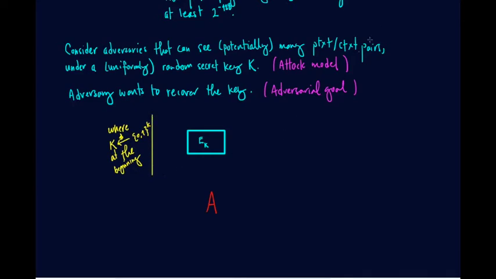All right, so the adversary now, what's it going to do? Well, we said the adversary is allowed to see plaintext-ciphertext pairs under the block cipher with this secret key K that's been uniformly sampled. And so we draw the picture like this. The adversary asks what we call queries. So it queries this black box.